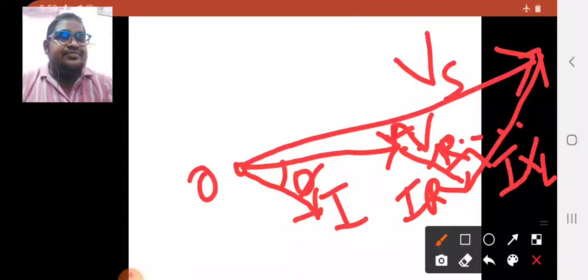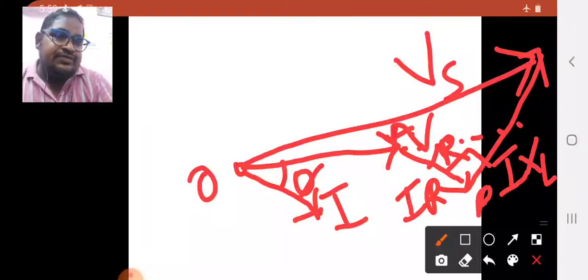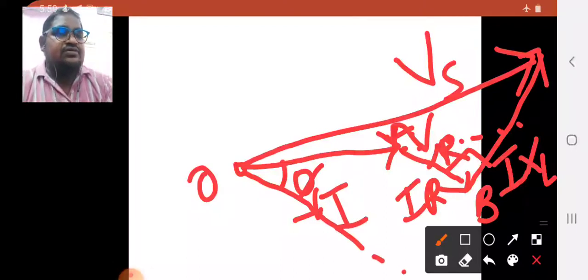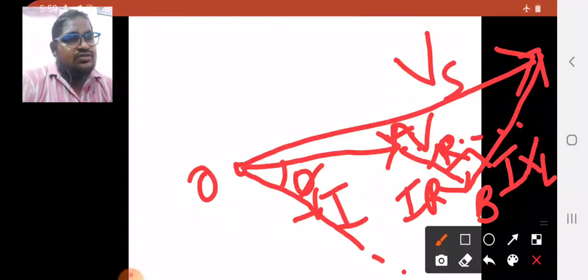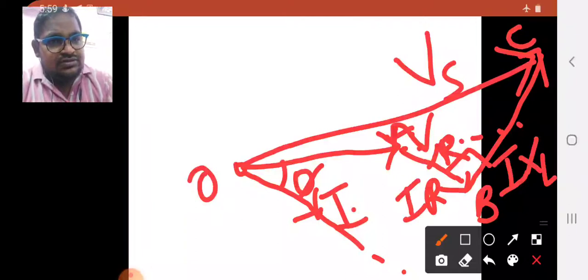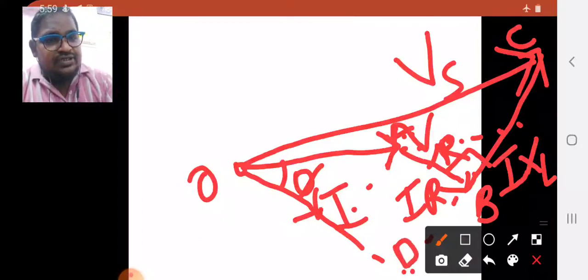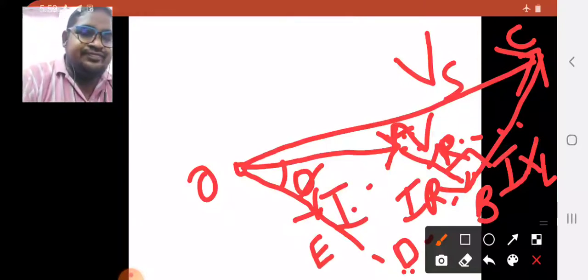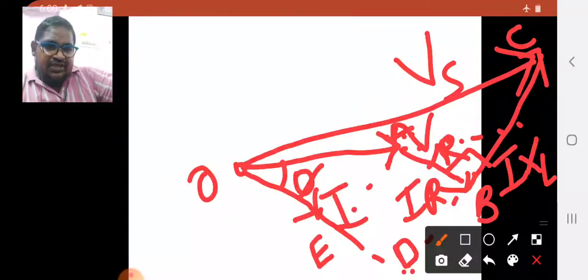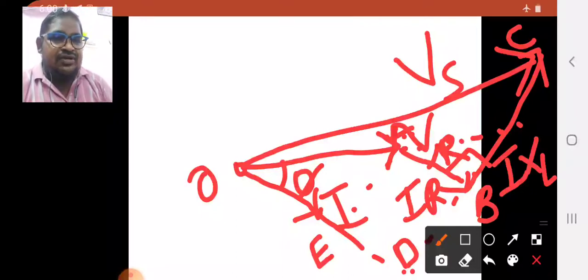Next, and here it is B. Next, if I extend this, then it is B. Let it be, this is C. This point is D and this point is E. Thus, what I have done is extend the I graph up to C, so that here I want to make one right angle triangle.